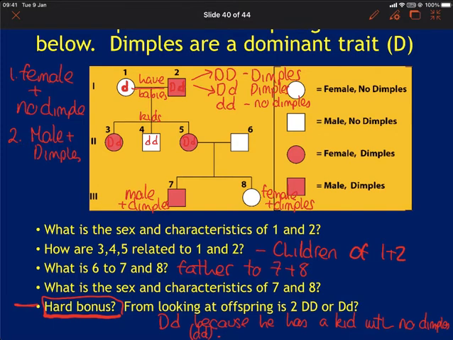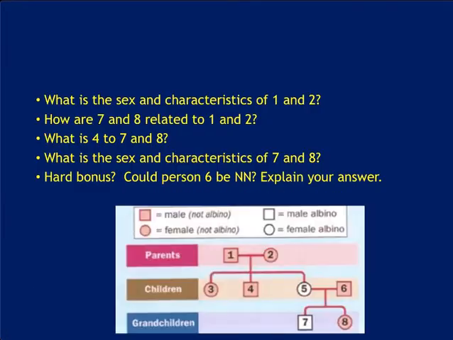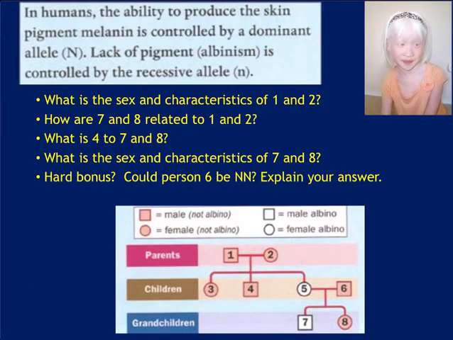Now that is a hard question, but some of you should be capable of doing it, absolutely. So I'm going to just go through this one as well with you, or you can try it yourself. So in humans, the ability to produce the skin pigment melanin is controlled by a dominant allele, big N. So lack of pigment is controlled by a recessive allele called the small n. So this is just another way of saying gene. We're not going to talk about alleles at junior cycle. So it's controlled by a dominant letter.